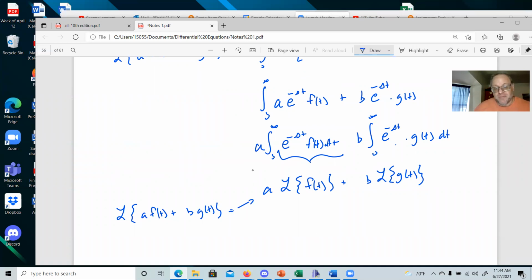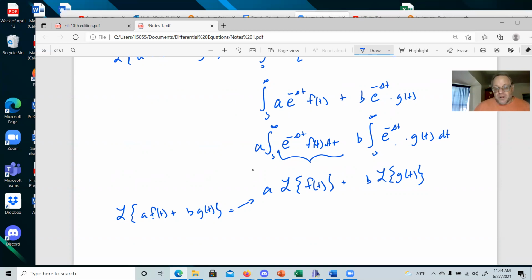This is also going to be helpful because when we solve differential equations, we're going to take the Laplace transform on both sides, and if you have a bunch of stuff on one side, we're going to be able to apply the Laplace transform to each term on each side.